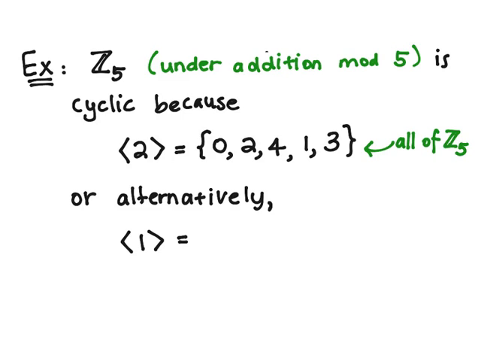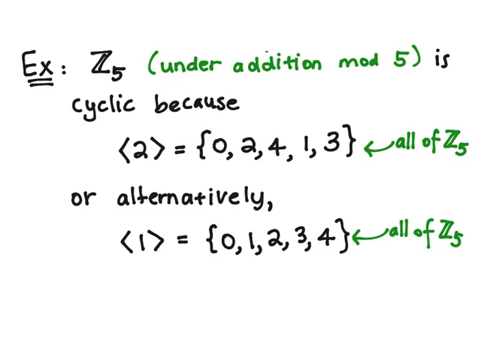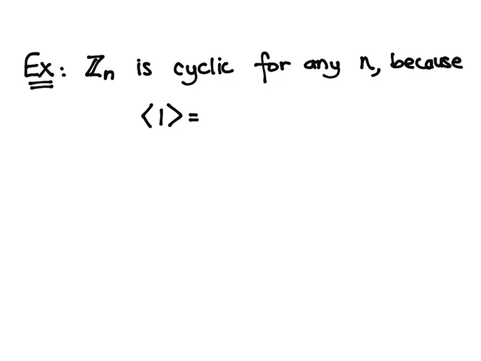But 2 isn't the only element in Z5 that has the property that if I take the subgroup generated by it, I get all of Z5. Maybe a more natural choice would be to look at the element 1. If I take the subgroup generated by that, it'll contain 0, 1, and all the things I get by adding 1 to itself repeatedly, which are 2, 3, and 4. So again, that's all of Z5, and so we've seen in a different way that Z5 is cyclic.